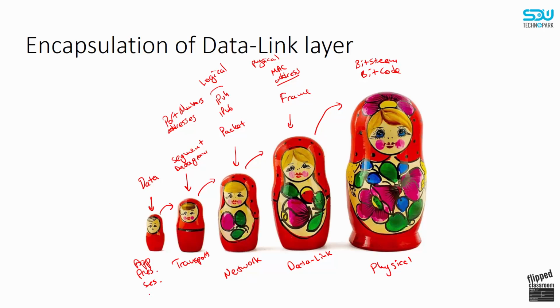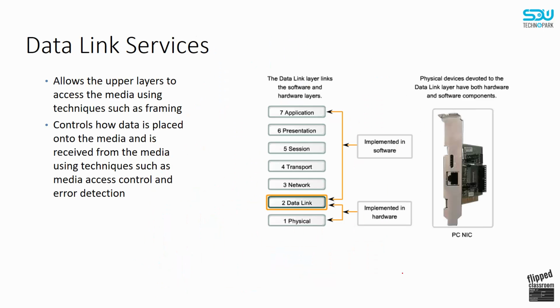Layer 7 to 5, L4, L3, and layer 2 and layer 1. So today we're going to speak about layer 2, the data link layer, which actually consists of two sublayers, whereas one sublayer is the part of the software implementation, and the second sublayer is the hardware implementation.